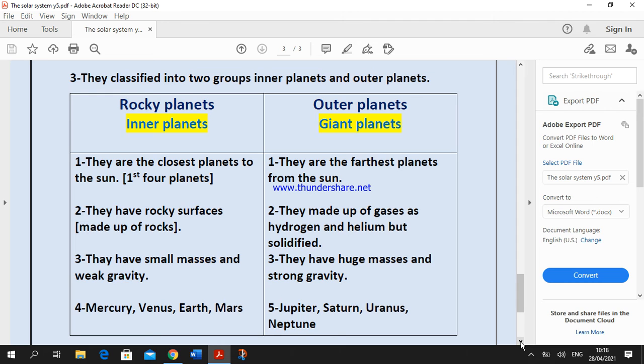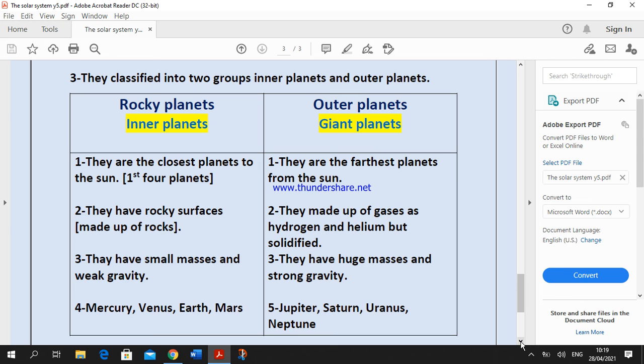While outer planets, known as giant planets, are the farthest planets from the Sun, and they include Jupiter, Saturn, Uranus, Neptune. These planets are made up of gases, so they are known as giant gaseous planets, such as hydrogen and helium, but the gases found in giant gaseous planets are in solidified form, in solid state. They have huge masses and strong gravity.